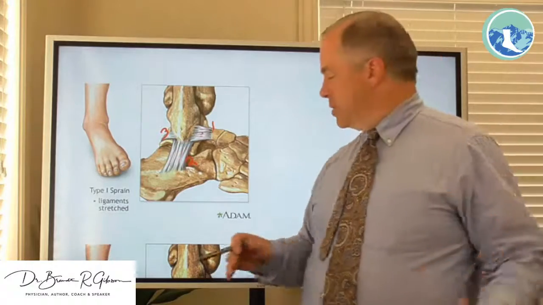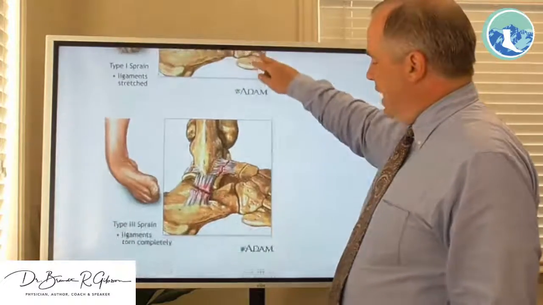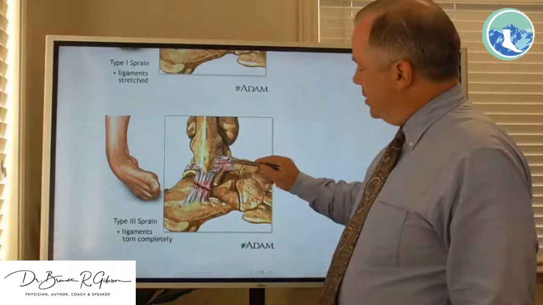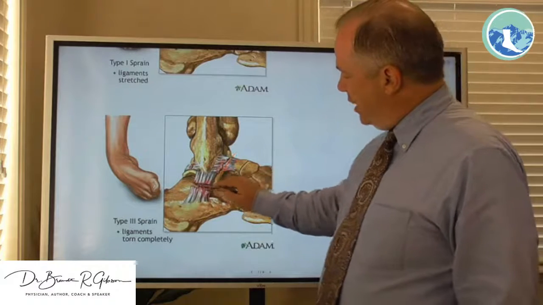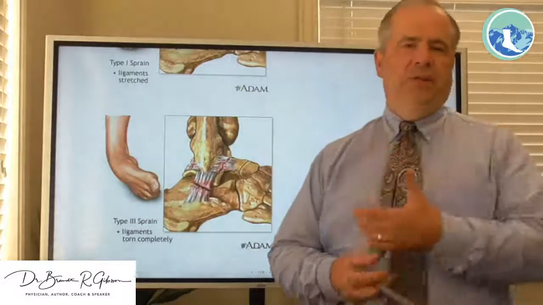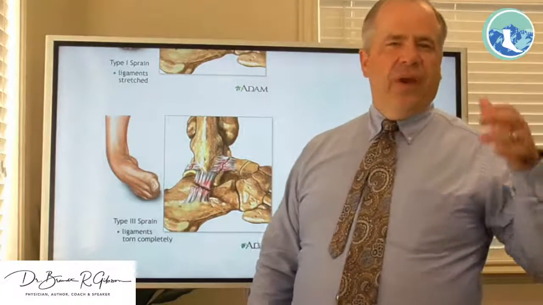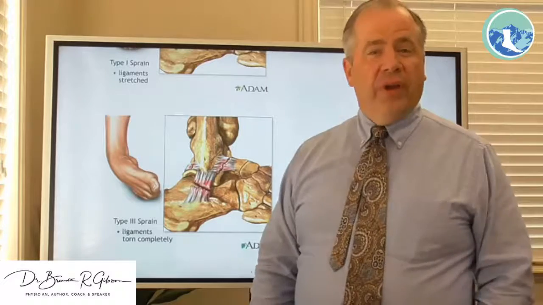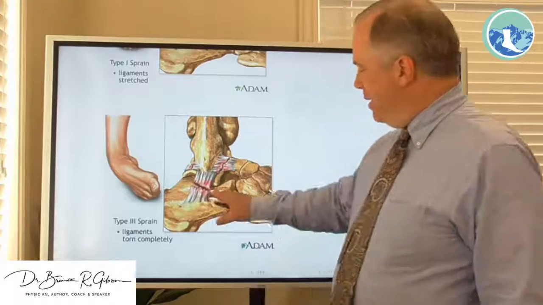When it comes to ankle sprains, you can have different stages where you just strain the ligament, or you can go as far as tearing it, like you're seeing here, where you tore all 3 ligaments. It's called a type 3 ankle sprain. It's more severe, more pain, longer recovery, that kind of stuff. So that's an ankle sprain.